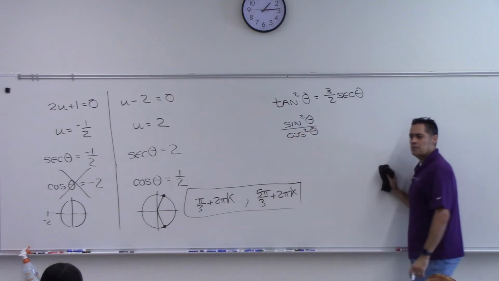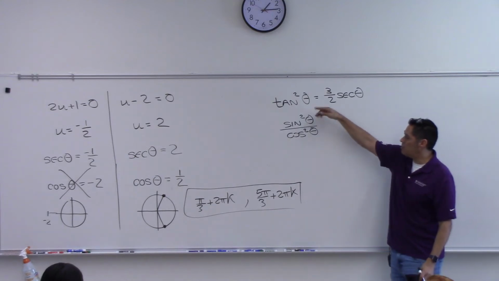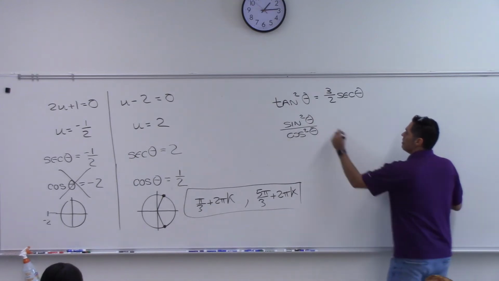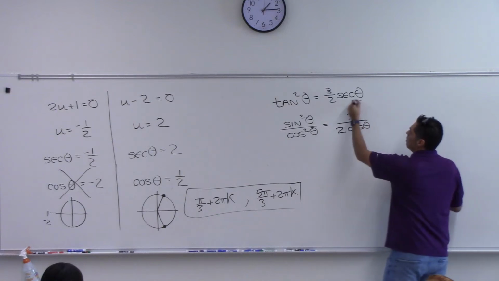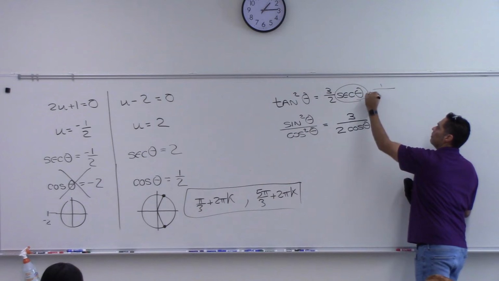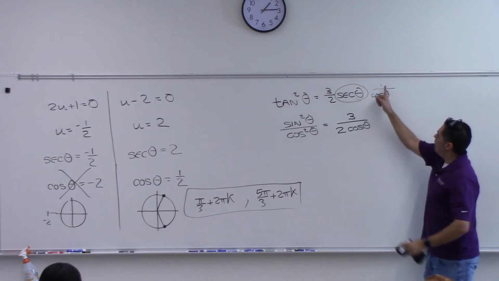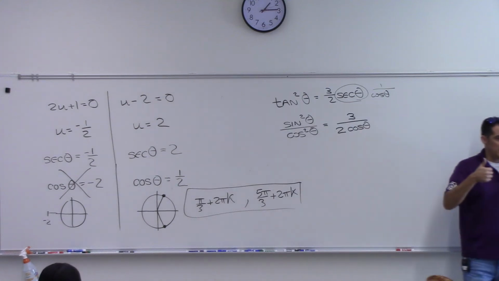Do y'all buy that? Yeah? Because tangent is sine over cosine, so when you square tangent, you're squaring sine and cosine. That must equal, over here, how about if I write it this way, 3 over 2 cosine theta. So what I've done is I've rewritten secant theta as 1 over cosine, and then I just multiply it across: 3 times 1 and then 2 times cosine theta. So y'all still buy that?